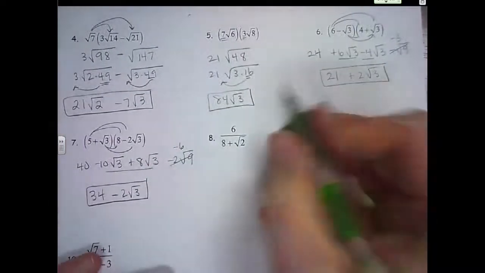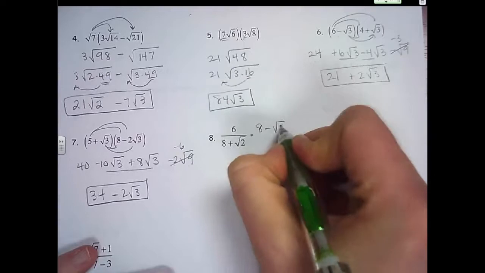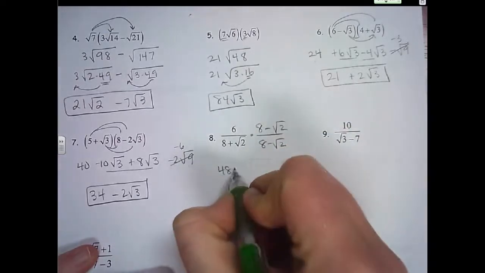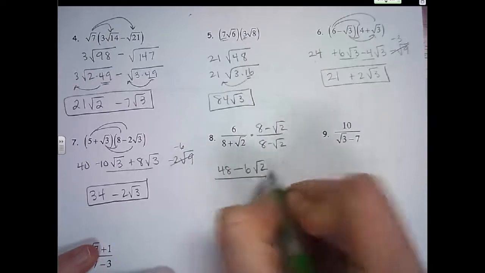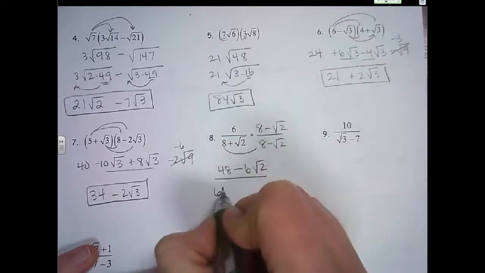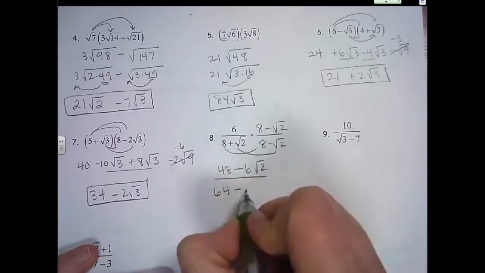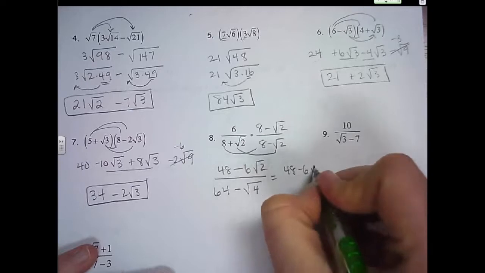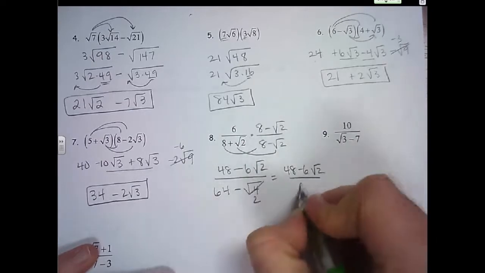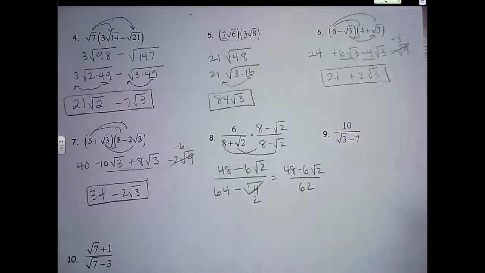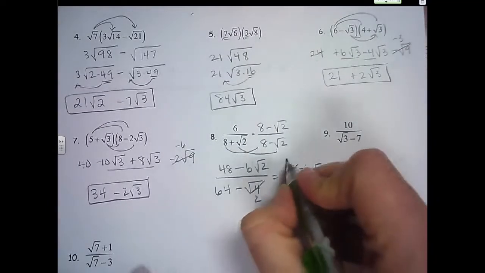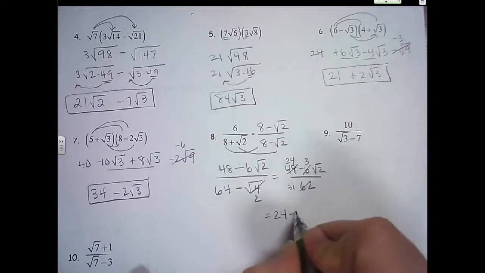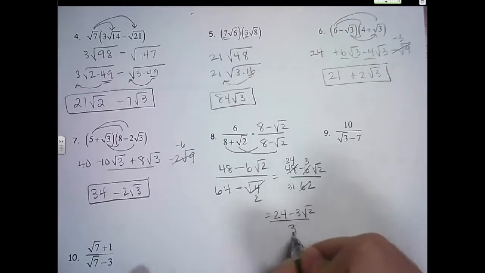Number 8, multiply by the conjugate, which would be 8 minus square root 2. Distribute on the top, so 48 minus 6 square root 2. On the bottom, you can do the shortcut. 64 minus square root 4, which would be 48 minus 6 square root 2 over, this becomes 2, so 62. And everything can be reduced by a 2. So 24 minus 3 square root 2 over 31.